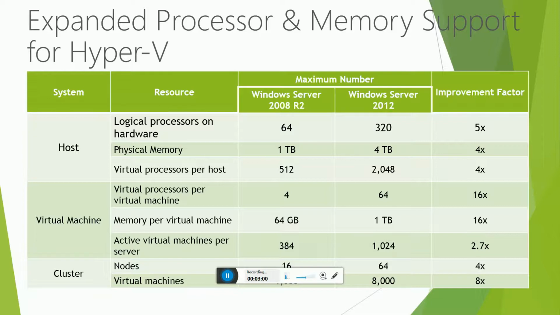Active virtual machines per server: 384 in Windows Server 2008 R2 and 1024 in Windows Server 2012. Cluster nodes go from 16 to 64, and virtual machines per cluster are also increased.